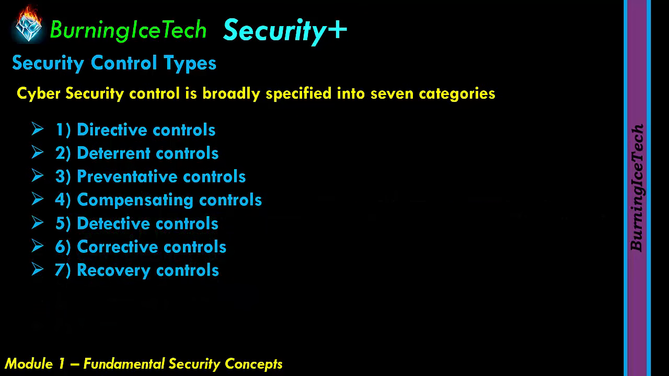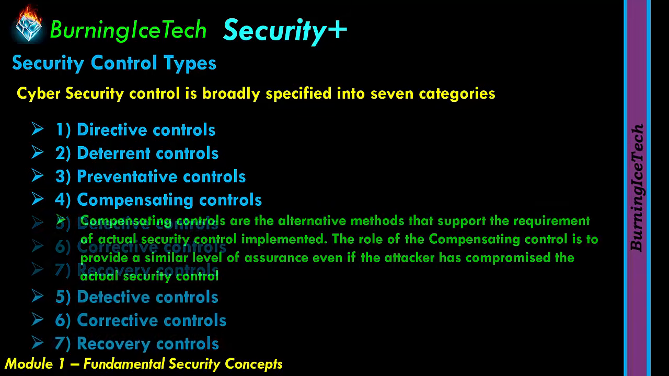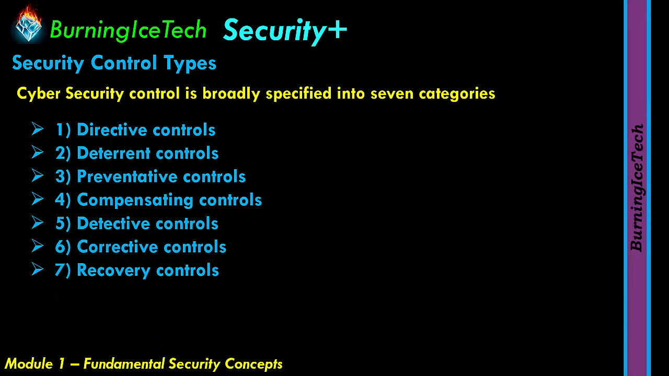And then moving on to number 4, which I did briefly explain a few moments ago, compensating controls. If I have to put this a different way for you guys, compensating controls are the alternative methods that support the requirement of actual security controls implemented. The role of the compensating control is to provide a similar level of assurance even if the attacker has compromised the actual security control. So hopefully that description makes a little bit more sense to you guys than the previous one I gave you.